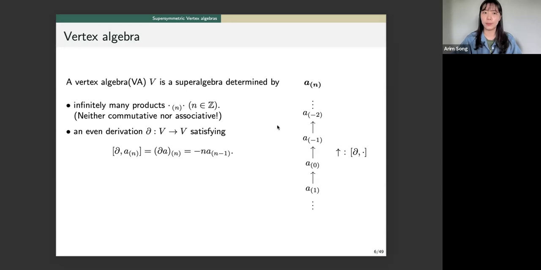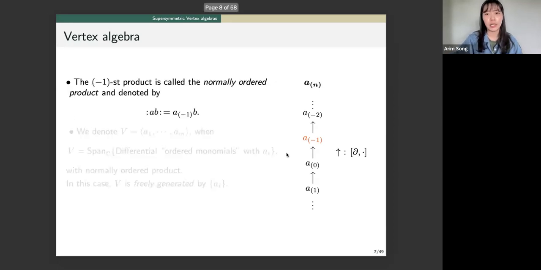In this talk, I'll draw some pictures like this. I'll write down the nth product in a vertical way, and write the commutator with the translation operator as an arrow going up. Whenever I draw a picture like this, you can just think of it as some vertex algebra structure. Among these nth products, the (minus 1)th product is important. It has a special name, the normally ordered product, and we denote it by AB with colons on both sides.